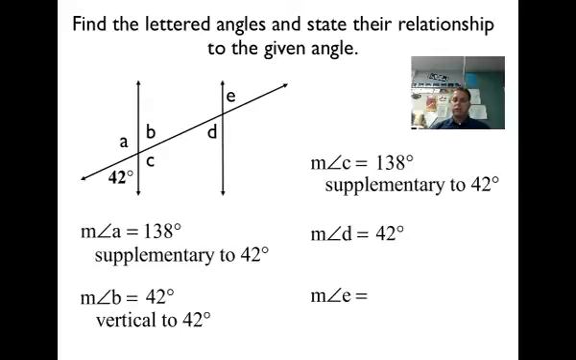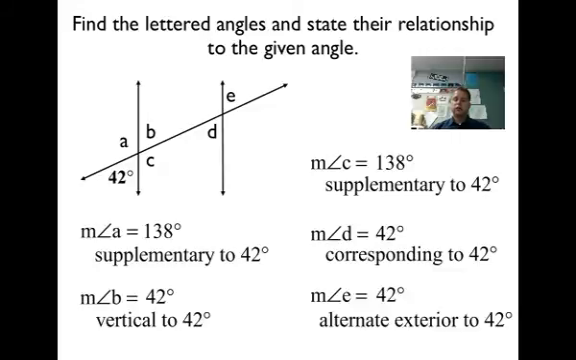But it's 42 degrees, and it's on the left side of the transversal, or sorry, left side of the parallel lines, and it's below the transversal. Therefore, it's a corresponding angle. E is alternate exterior.